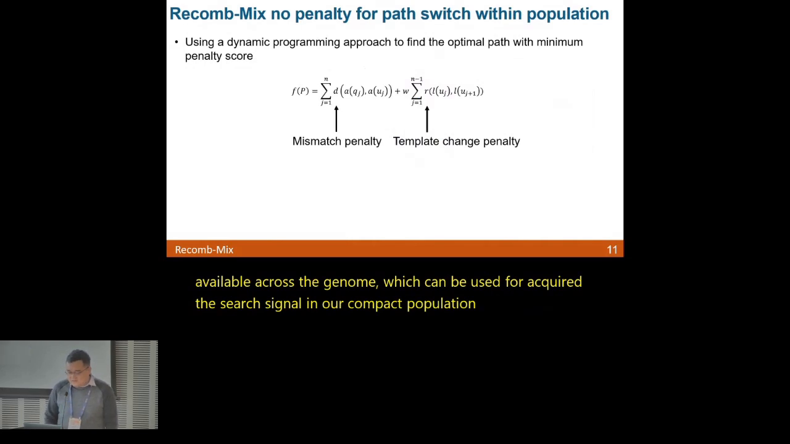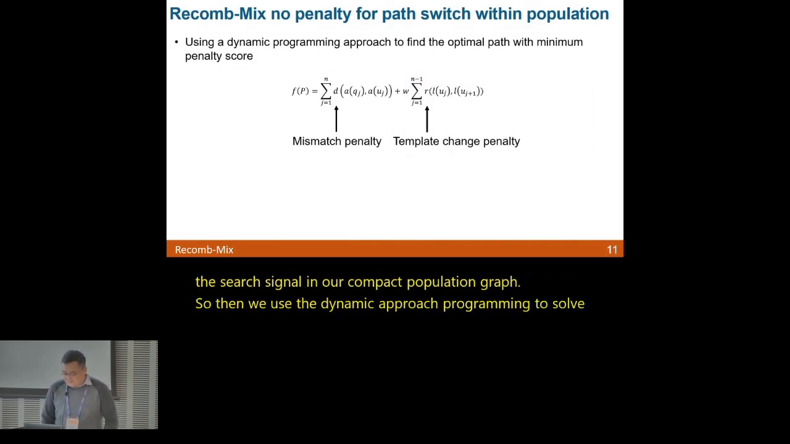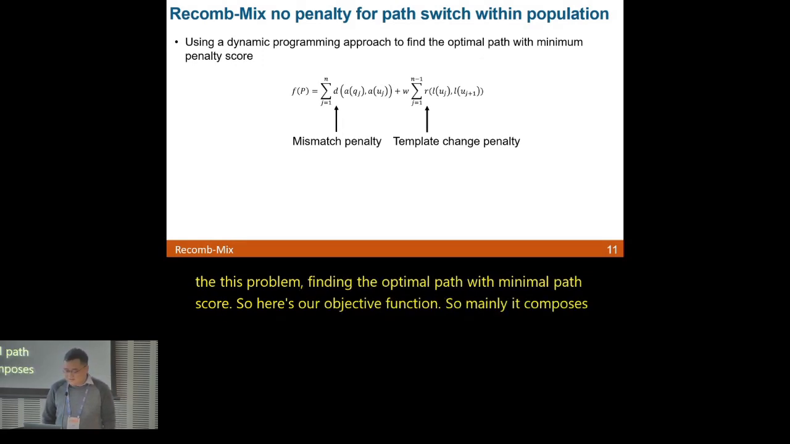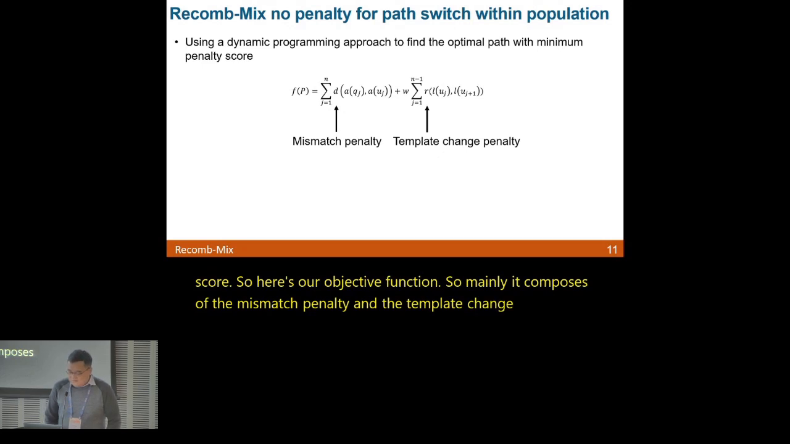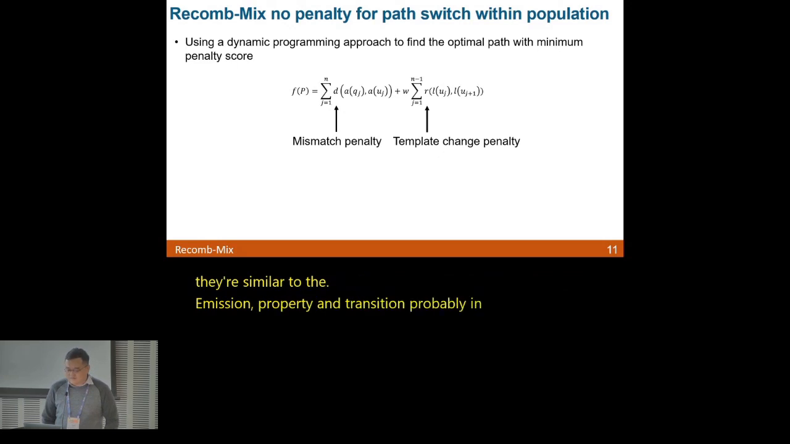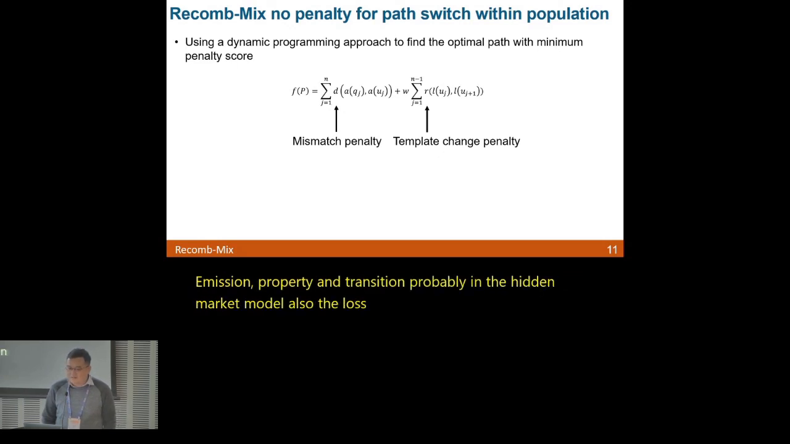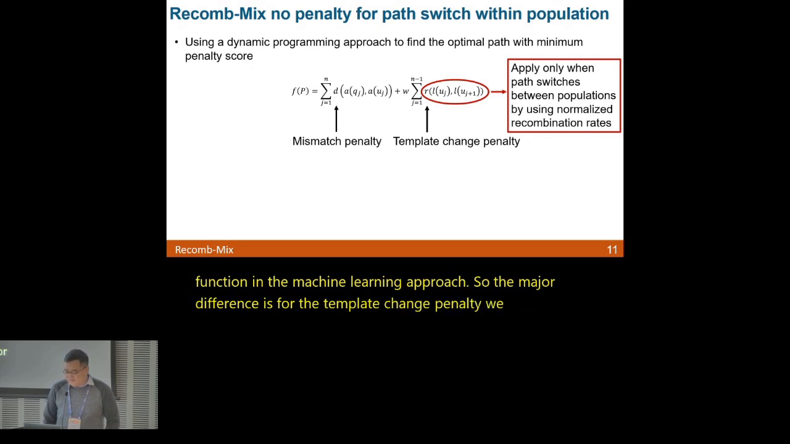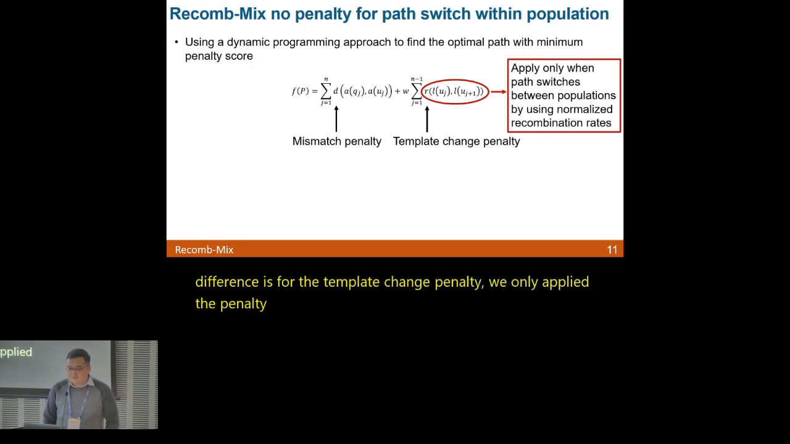Then we use dynamic programming to solve this problem, finding the optimal path with the minimum penalty score. Here's our objective function. Mainly it is composed of the mismatch penalty and the template change penalty. They're similar to the emission probability and the transition probability in the hidden Markov model, and also the loss function and the regularization function in machine learning approaches. The major difference is for the template change penalty, we only apply the penalty when the path switches between populations, but not within populations.